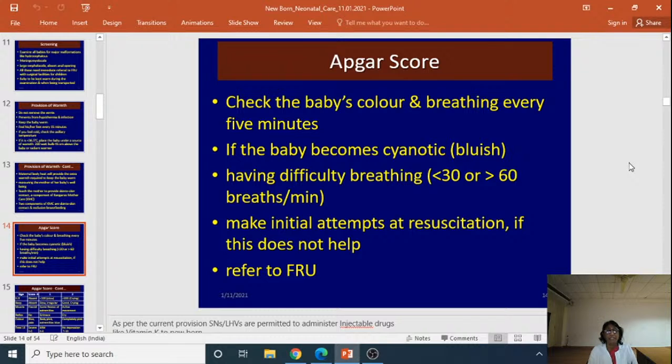Then breathing. How many times should the baby breathe? You have to check every 5 minutes. If there is difficulty in breathing, that is, if the baby breathes less than 30 or more than 60 times per minute, then you should be alert, and you should refer the newborn to the first referral unit. What is the first referral unit for the primary health center? It is the community health center.